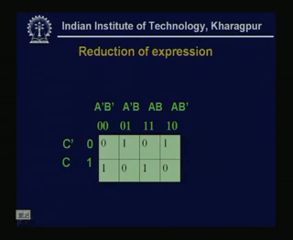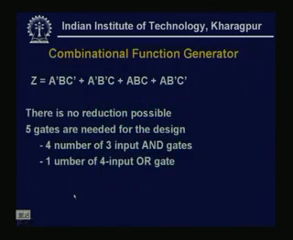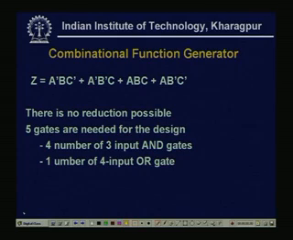Now, if we reduce this expression, then we will get that Z is A dash B C dash plus A dash B C plus A B C plus A B dash C. Actually, there is no reduction possible. Here there is no reduction possible. Mainly we have the min terms we have written.